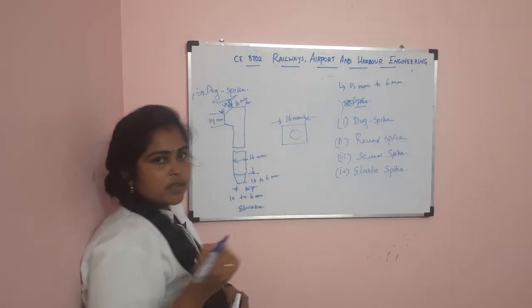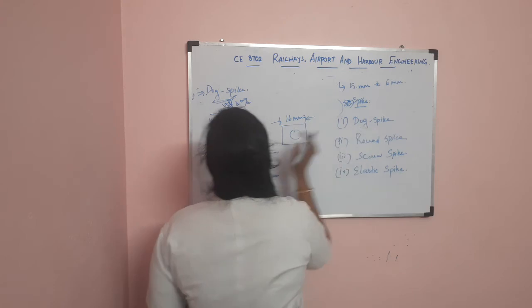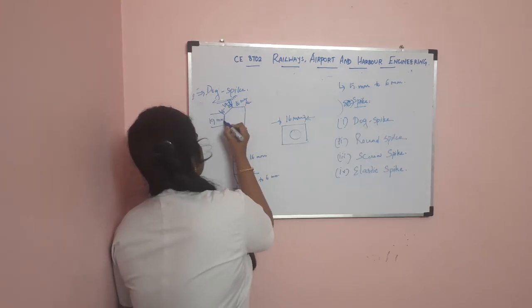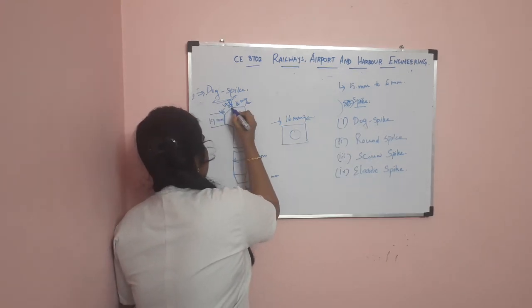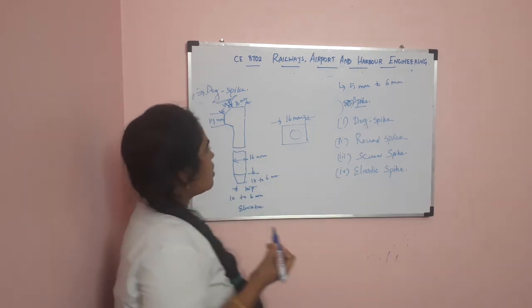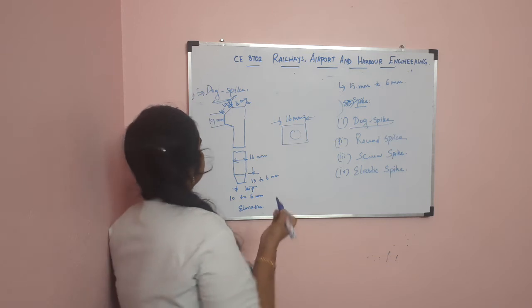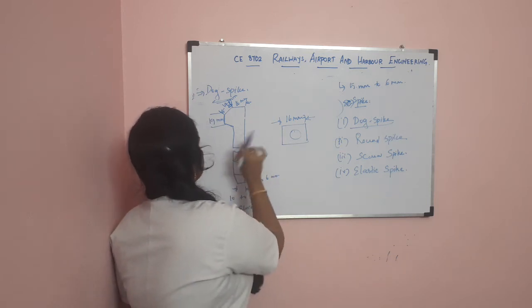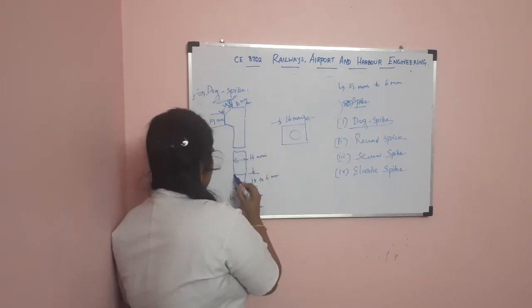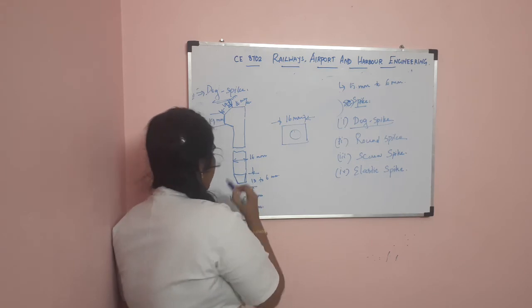So this is the diagram for dog spike. The shape of this projection is like the ear of a dog, so the name came as dog spike. So the dimension of this is in this bottom tie end.